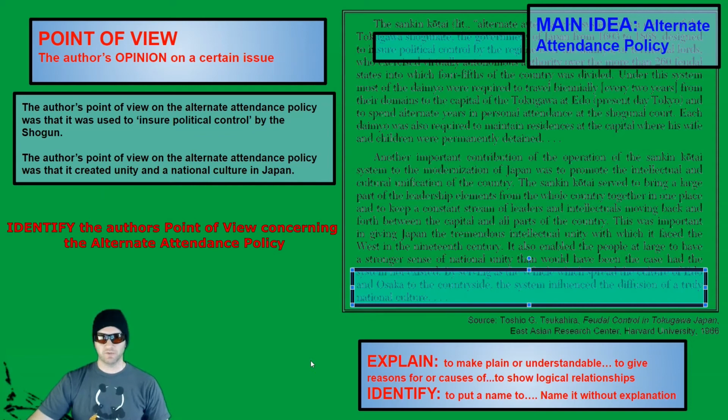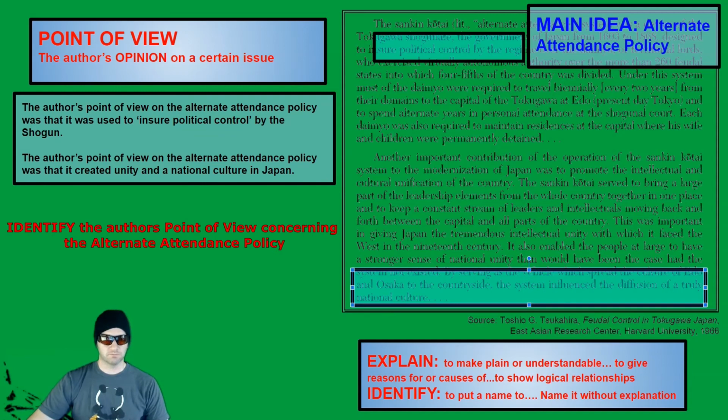Something like the author's point of view was that it was used to ensure political control and that it created a national culture in Japan. That would be a correct answer too. So any one of those would be a correct answer. And if we looked at the document, that's how it's set up. The first paragraph was all about how the policy obtained political control for the shogun, and the second one was all about how it stimulated and unified Japan intellectually and culturally.